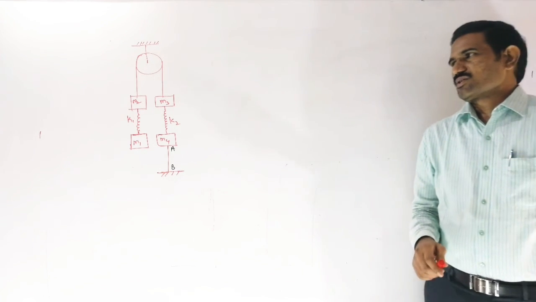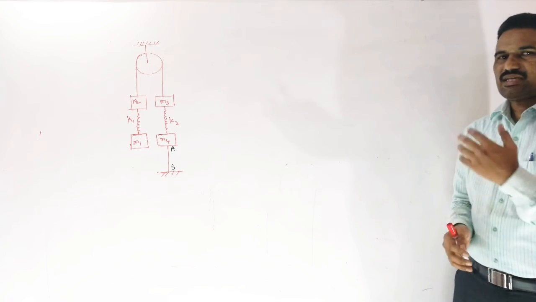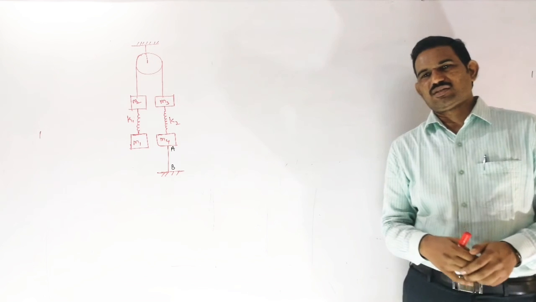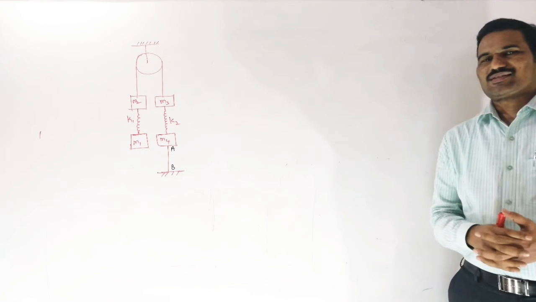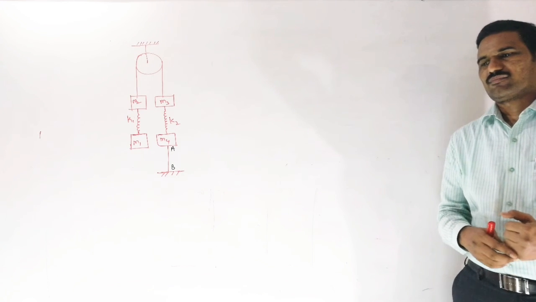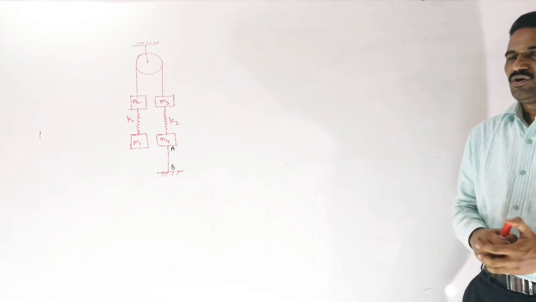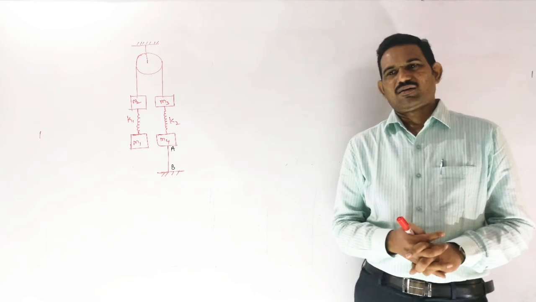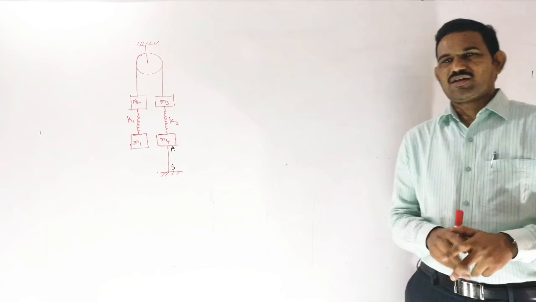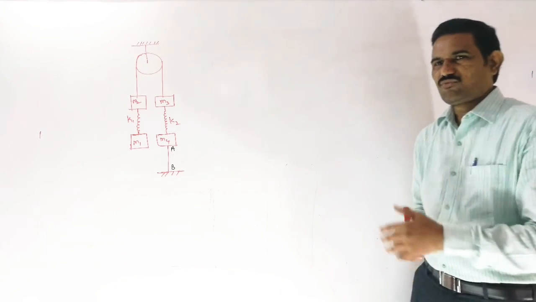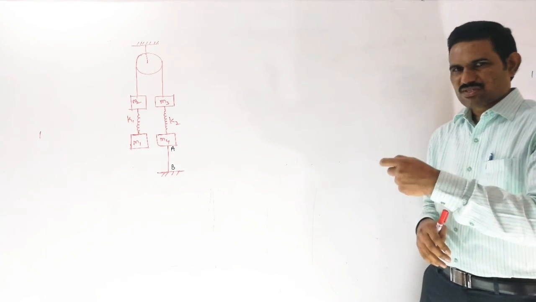The system shown in figure is in equilibrium. For this equilibrium to attain, what should be the relation between the masses of the blocks? That means M1, M2, M3 and M4, the relation between the masses of the blocks? That is the first question.